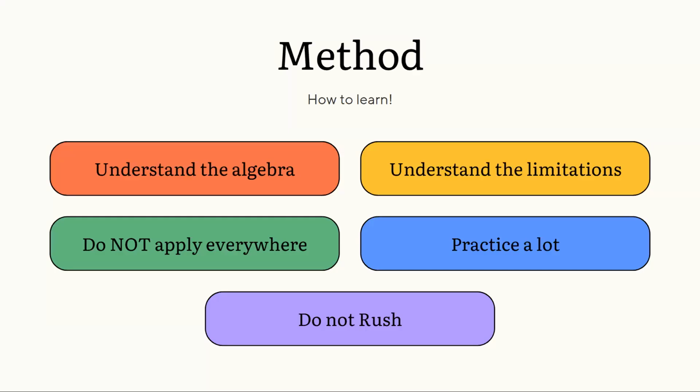So, method: how to learn. First, you need to understand the algebra. Most of the methods that you'll see have some underlying algebra behind the scenes, and if you remember that conceptually, never forget that. You also have to understand the limitation, as I mentioned. It is not applicable everywhere. Sometimes it can be done very quickly for smaller numbers, but for bigger numbers, it might not be that easy to do. Then practice a lot.